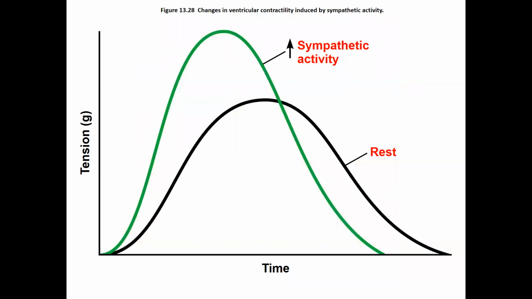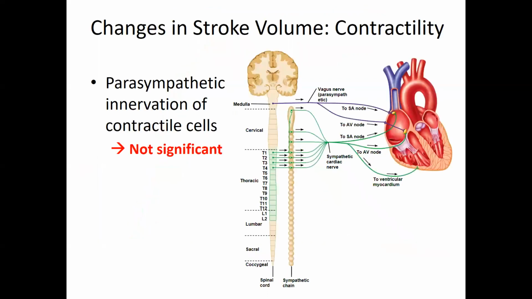And when we compare the amount of tension, the amount of force that's generated by cardiac muscle at rest with the amount of tension that's generated under the influence of sympathetic activity, we can see that it's significantly more. So with a shorter amount of time, cardiac muscle can generate more force with the sympathetic system more engaged. And this will hold true for the parasympathetic as well. If we have the parasympathetic system involved, we're going to generate less tension, and we're going to take more time to do it.